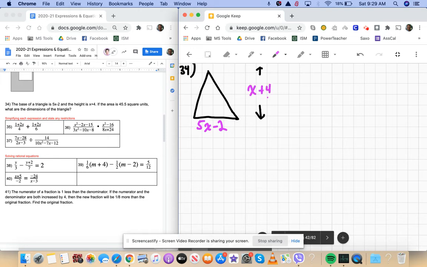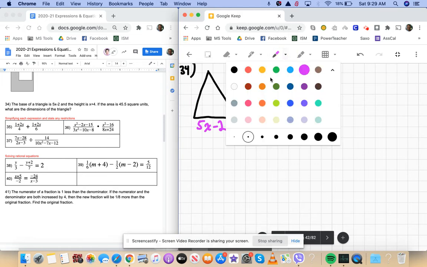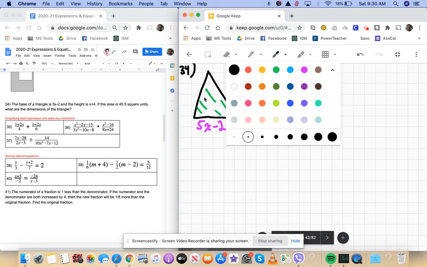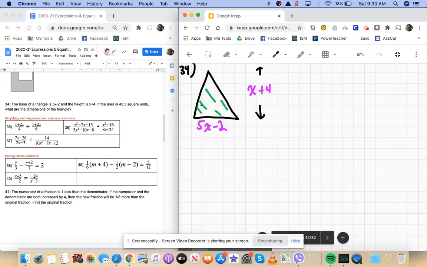Okay, it doesn't really matter what the triangle looks like. We don't know that. And the area inside, the area is equal to, let's see, what does it say? 45.5 square units. So A equals 45.5. Okay, that's a little bit hard to see there. Maybe I'll fix that. 45.5. Okay, that's a little bit better, not great.